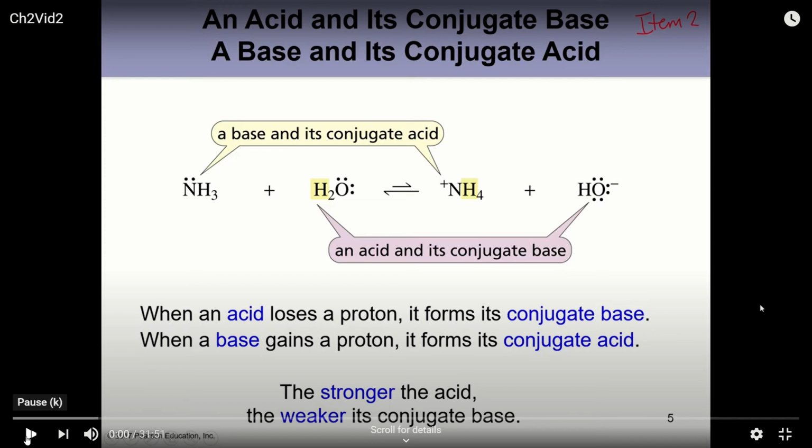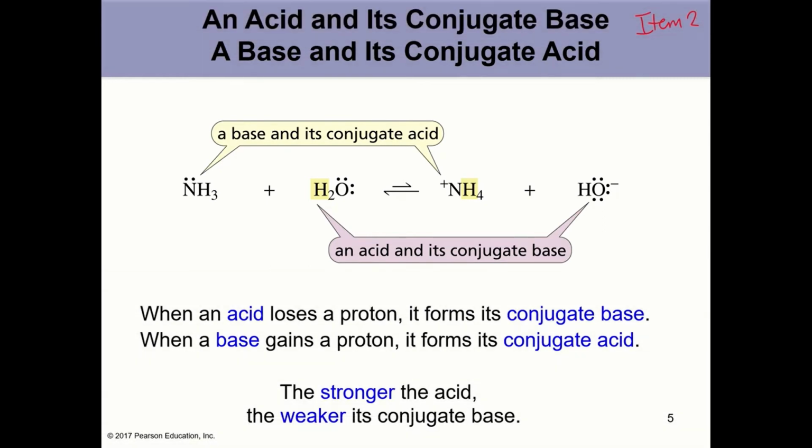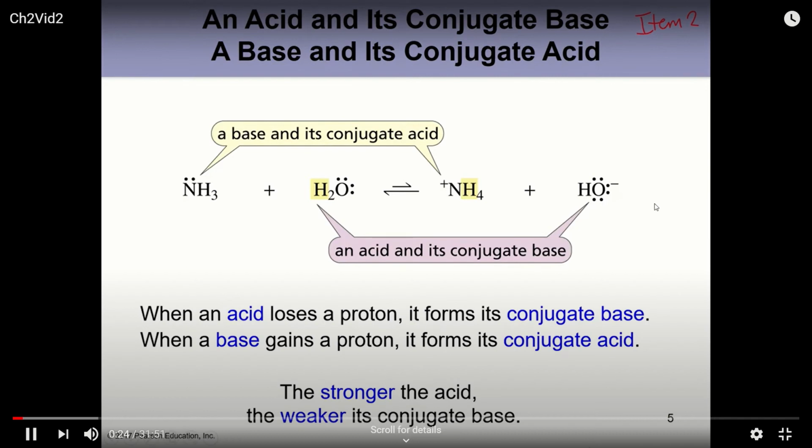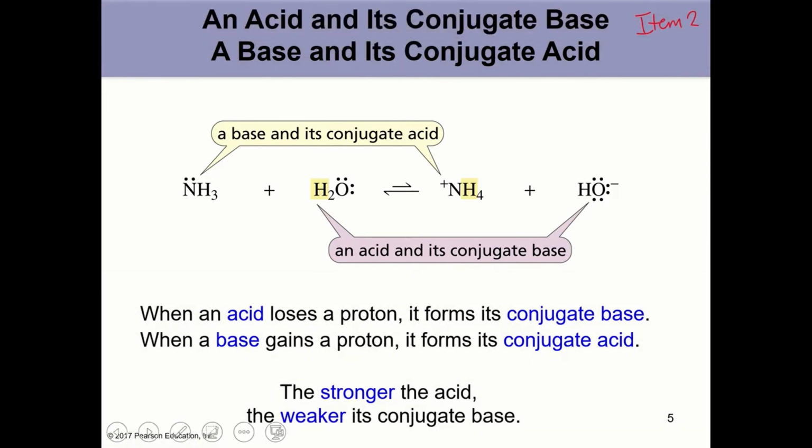So we are looking at, for Chapter 2, Video 2, an acid and its conjugate base, the acid being water and the conjugate base hydroxide, and the base and its conjugate acid, with our base as ammonia and our conjugate acid ammonium ion. The difference is going to be shown by molecular formula.